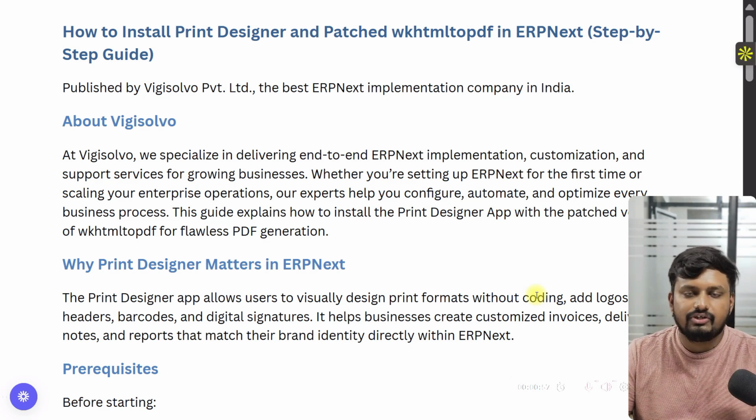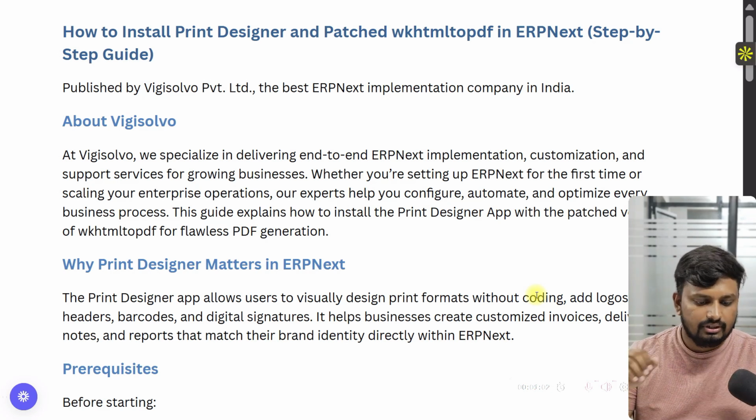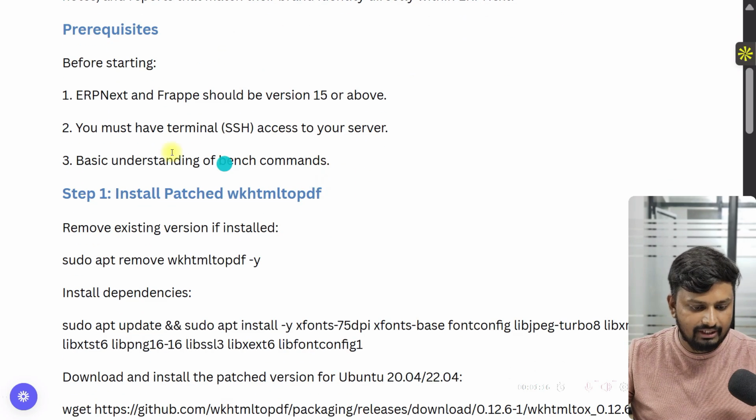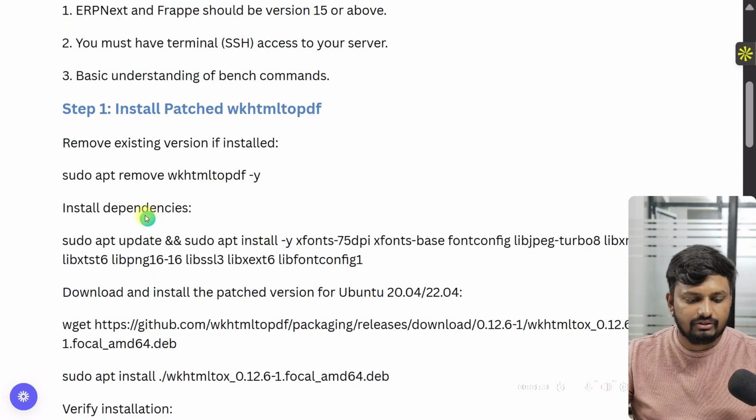So today in this video we are going to see the step-by-step process to install Print Designer on your local computer, right? To just get started, I have created a document over here with all the details you need to have to get started. First of all, ERPNext and Frappe should be version 15 or above, so that is the basic requirement. Secondly, you must have terminal SSH access to your server. If you are doing it on your server, you should have SSH access. If you are doing it on your local computer like me, you can directly install it, right? You also need a basic understanding of the bench command, which in this video we are going to see.